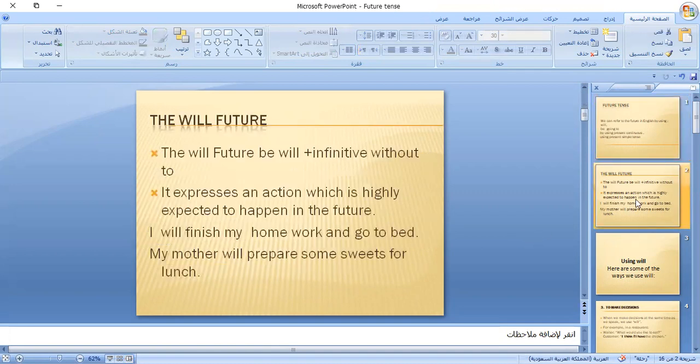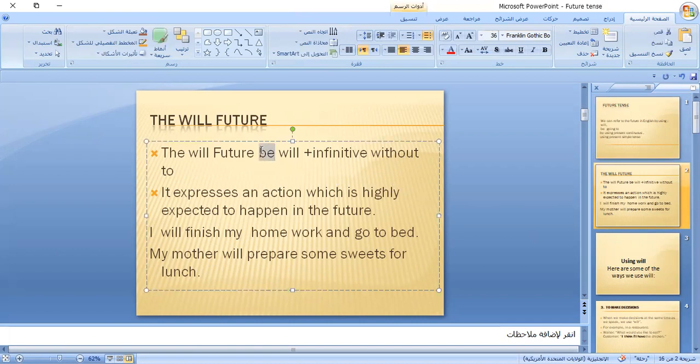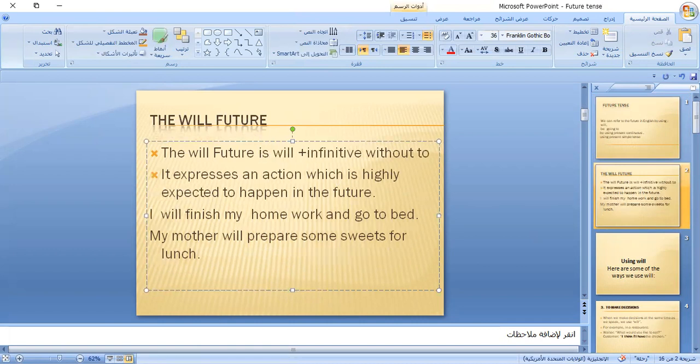The will future: will plus infinitive without to. Okay? It expresses an action which is highly expected to happen in the future or at a certain time in the future. I will finish my homework and go to bed. I'm telling a piece of information that I will finish and go to bed. That's it. I just want to say this piece of information.